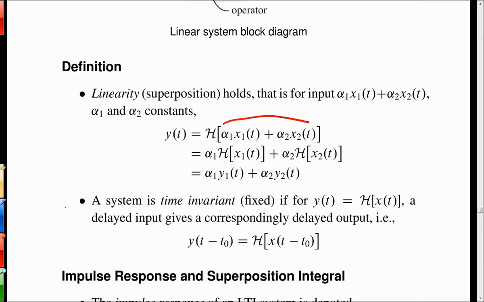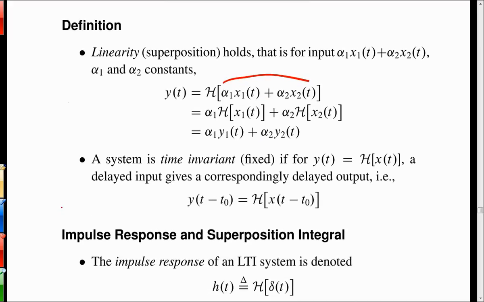That's the linearity side of the definition. The time invariant side says that the system does not change over time. So I apply an input now and I look at the output. I apply an input at t0 seconds later and look at the output. And with the exception of the offset t0, the system has behaved identically. The offset is just because I applied the input later, but the system hasn't changed over time.